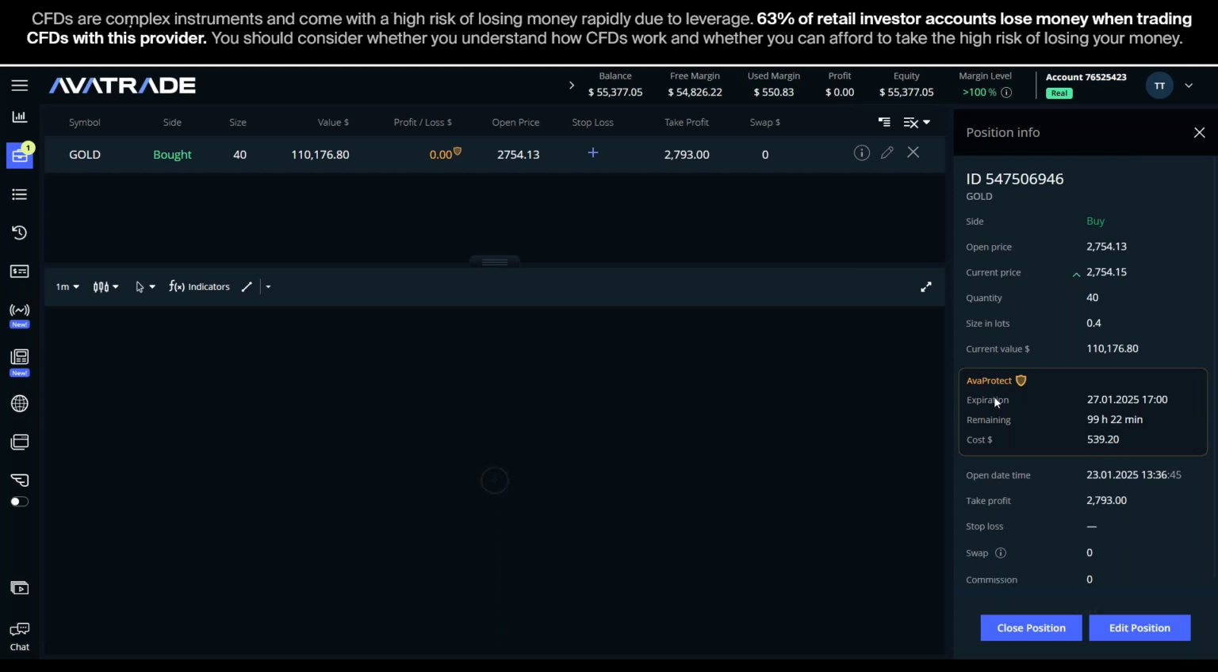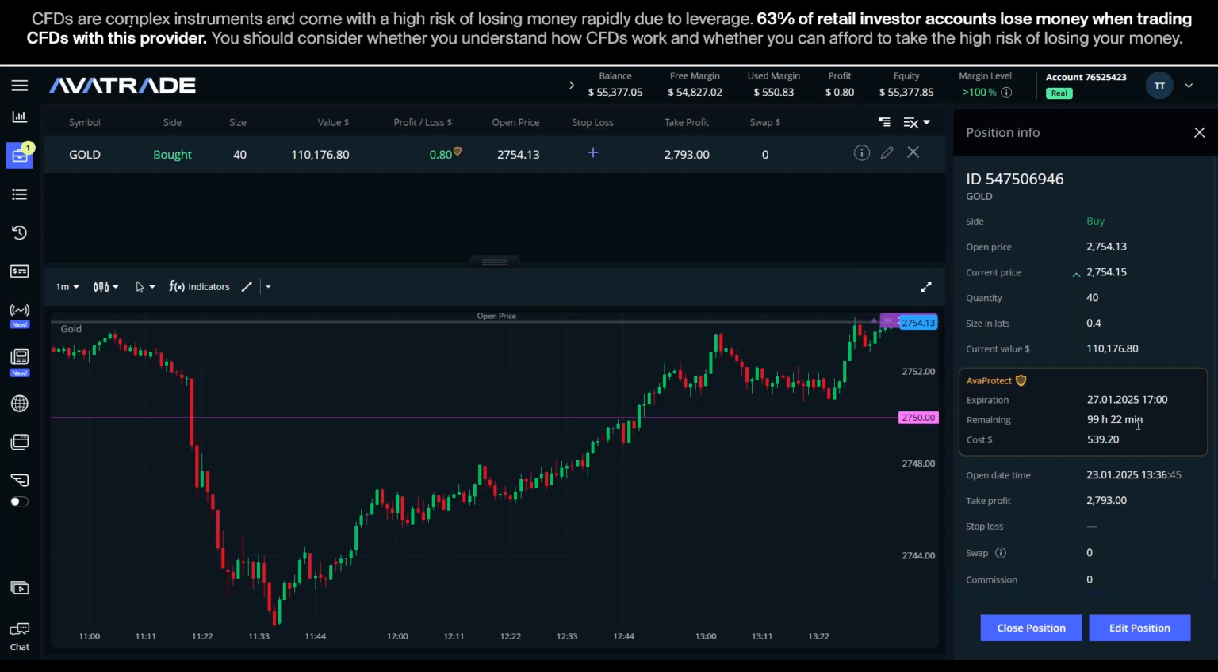Okay, expiration of my protection shows me that 99 hours and 22 minutes. It's 2 business days, which is Thursday to Friday and Friday to Monday. So we get a bonus here that we get to actually carry this protected trade all the way through the weekend when we enact a 2-day protection from Thursday. So my expiration day and time is here, the 27th at 5 p.m. Okay, and that'll be in your local time.